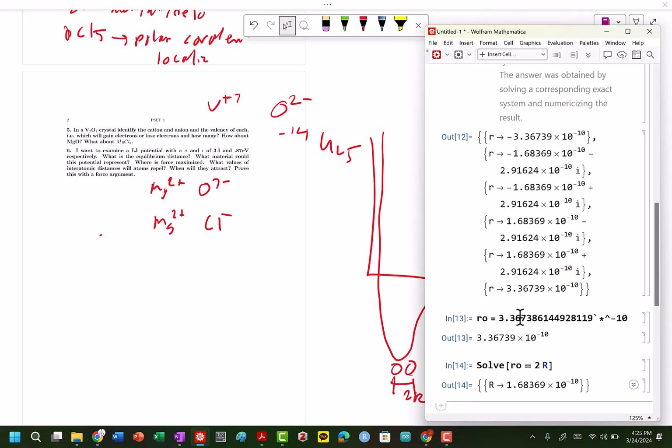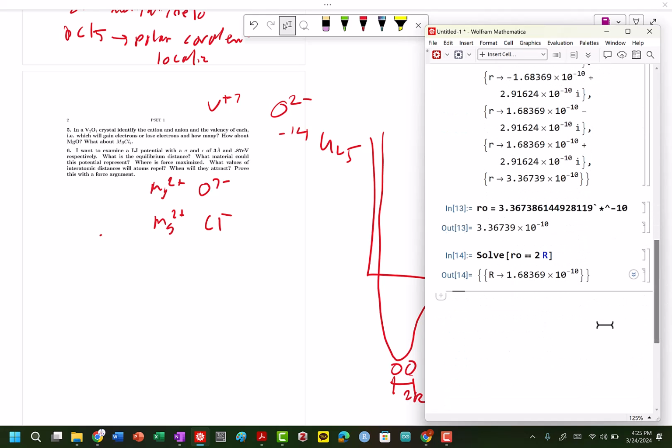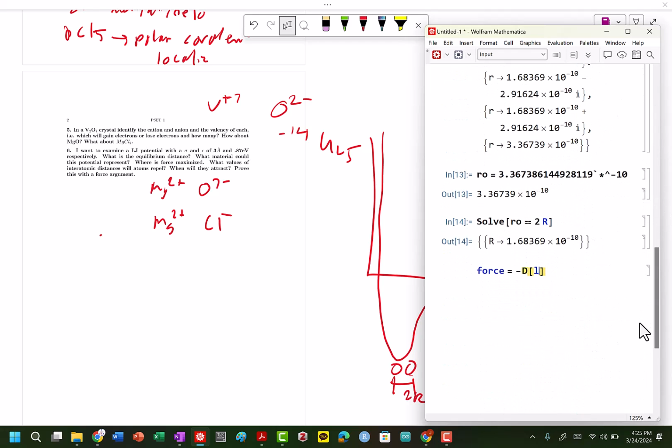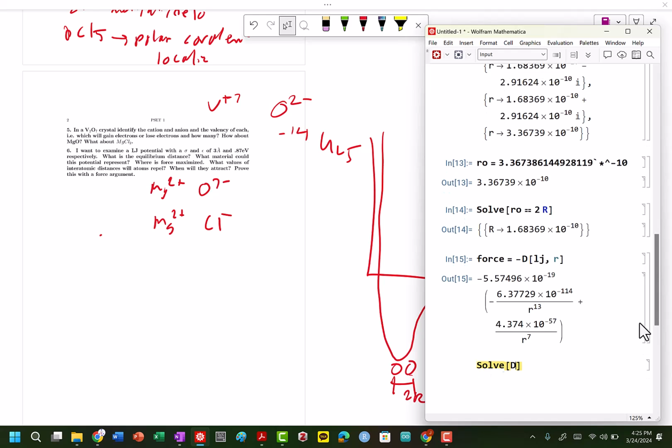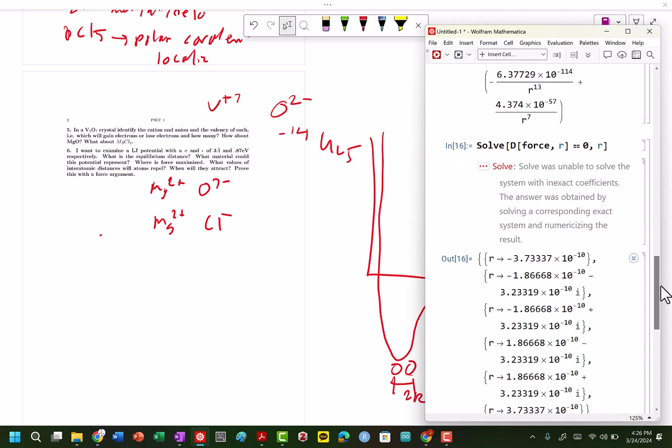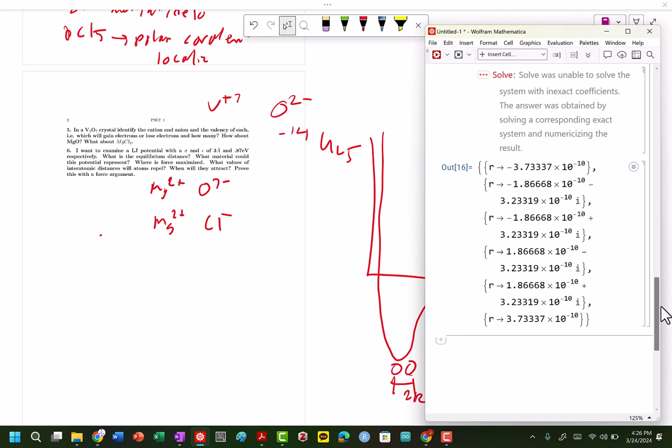Where is force maximized? So we know that force equals minus the derivative of U_LJ with respect to R. What's our potential? Oh, we just said LJ. If I want to figure out where force is maximized, solve when the derivative of force with respect to R equals 0. It should be larger than our R naught value, and that is indeed the case. Excellent.